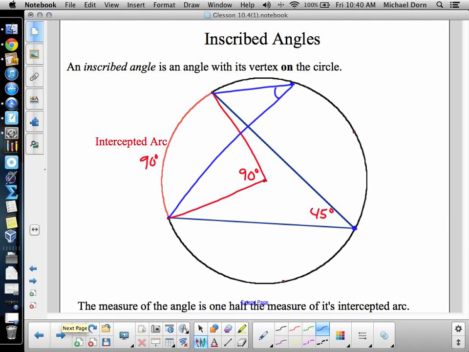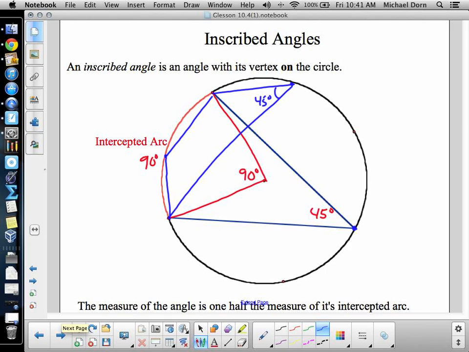Now what's the measure of this angle? Still 45, isn't it? What if I move the vertex way over here? Still 45. In fact, so long as it doesn't go into the intercepted arc here, it stays 45. If I go into the intercepted arc here, now it's not 45 anymore, is it?